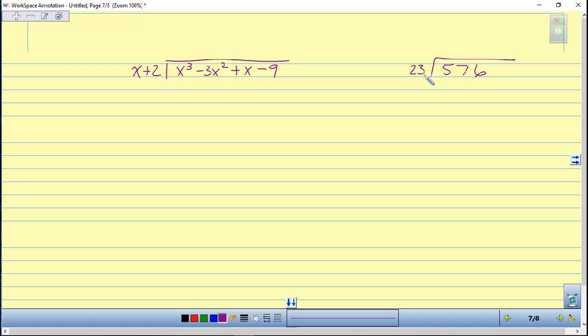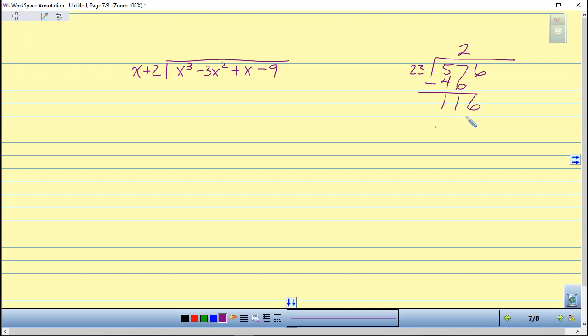You would go in and you would say, okay, well, how many times will 23 go into 57? Which is just another way of saying, what would I multiply times 23 to get something really close to 57? And that would be 2. 2 times 23 gives you 46. And then you subtract. So when you do that, you're going to get 11. You bring down the next one, and you go through the exact same process again.